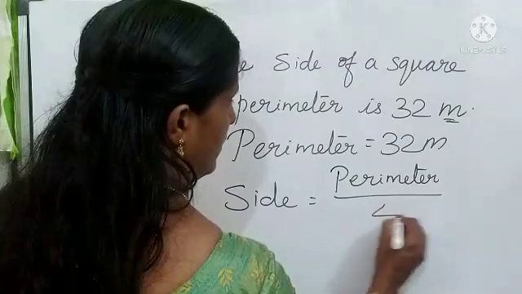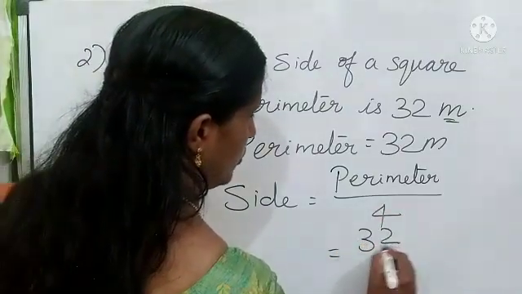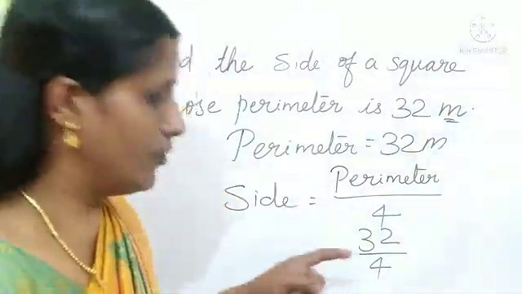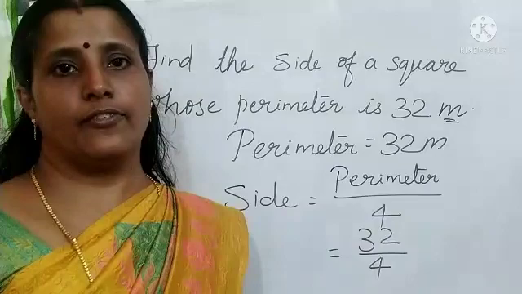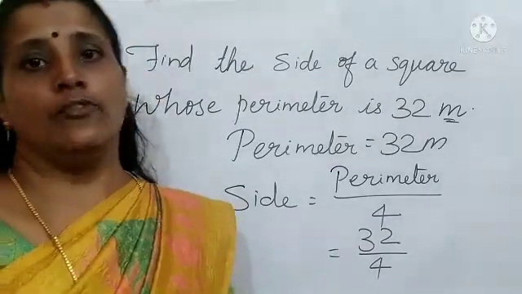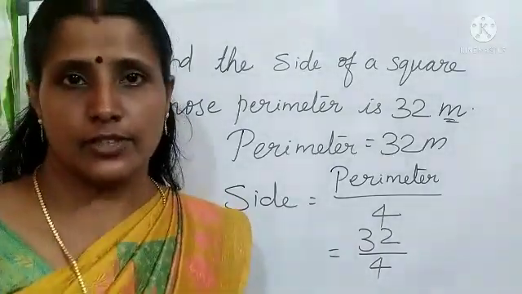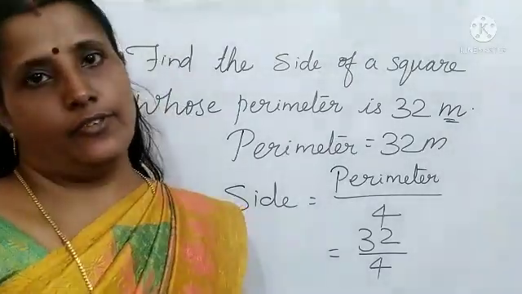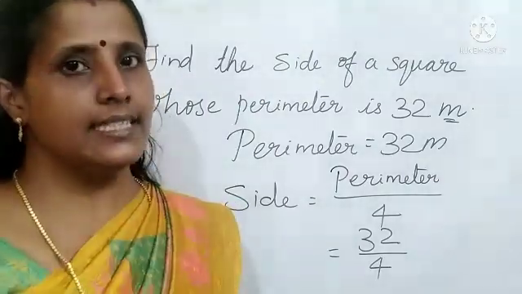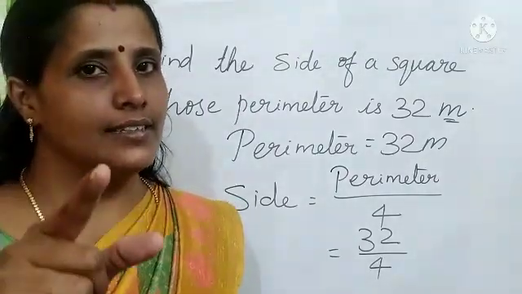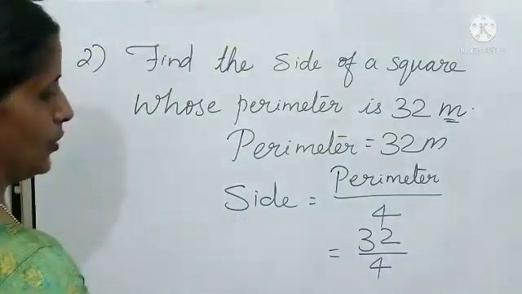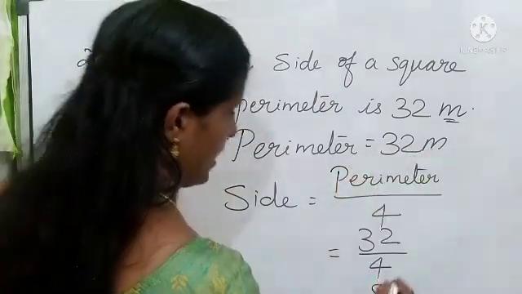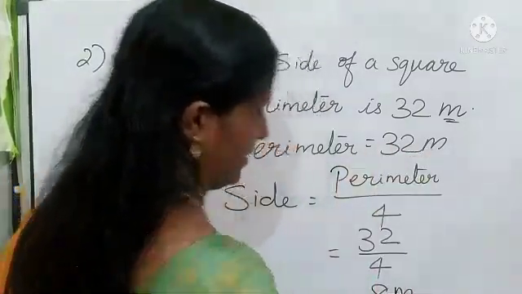Perimeter divided by 4. So 32 divided by 4. In the 4 table, how many times 4 in 32? 1 4 is 4, 2 4s are 8, 3 4s are 12, 4 4s are 16, 5 4s are 20, 6 4s are 24, 7 4s are 28, 8 4s are 32. So how many times? 8 times. So the measurement of one side is 8 meter.